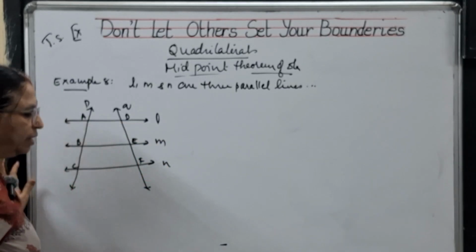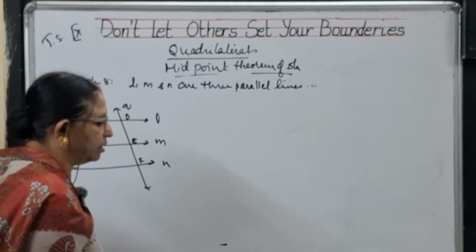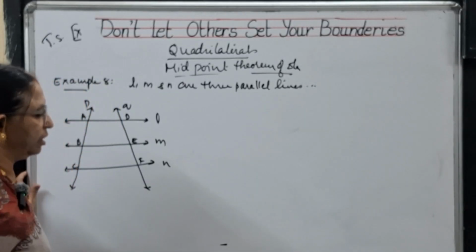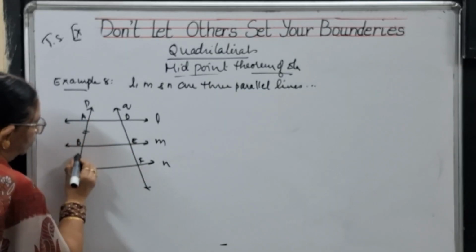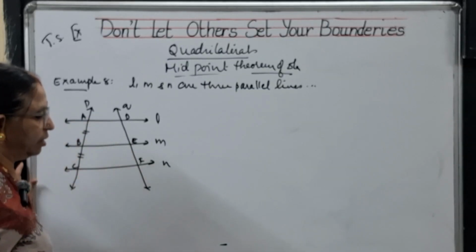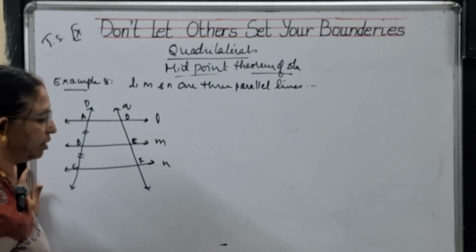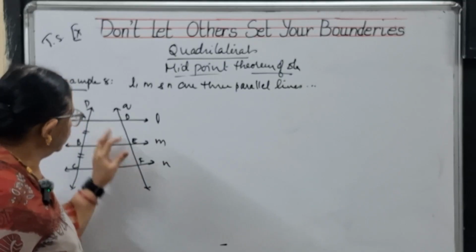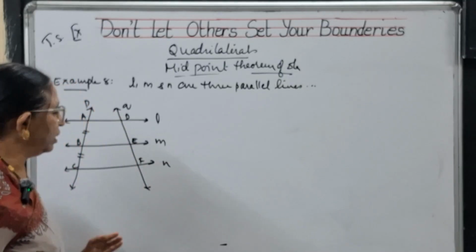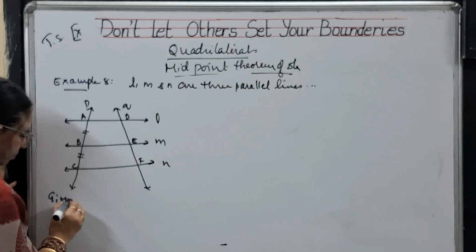At A, B, C and D, E, F, such that they made equal intercepts AB and BC. That means this part is called an intercept, children. These two are equal, they said. They made equal intercepts AB and BC on transversal P. Show that intercepts DE and EF are also equal.